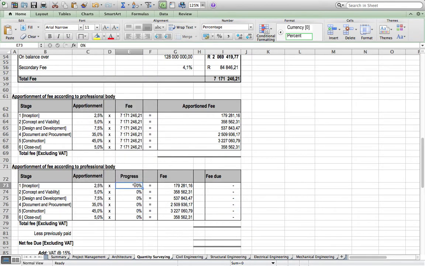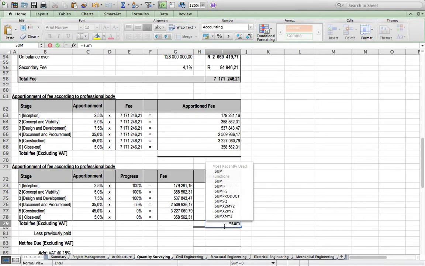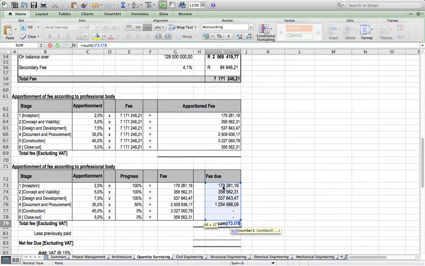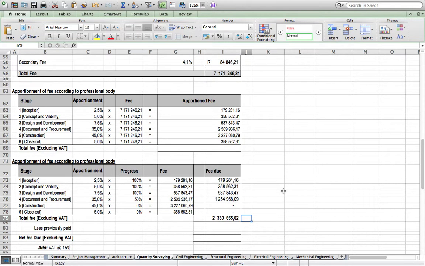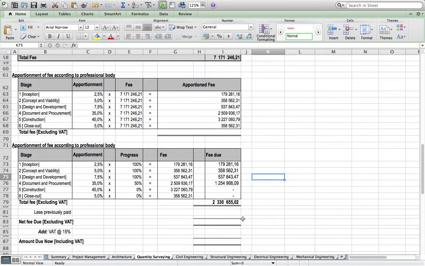Now, if inception is 100% completed, then we can pay. It means we can pay that 139,000. If concept and viability is completed, we can pay 100% of it. Design development is completed, so we pay 100% of it. For documentation and procurement, only documentation has been done, so we can pay 50% there. So the total sum that must be paid to the quantity surveyor currently is 2.3 million, excluding VAT.